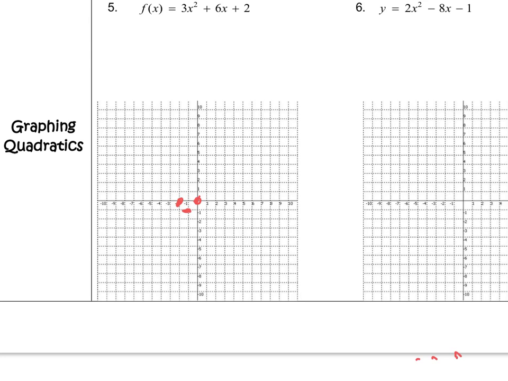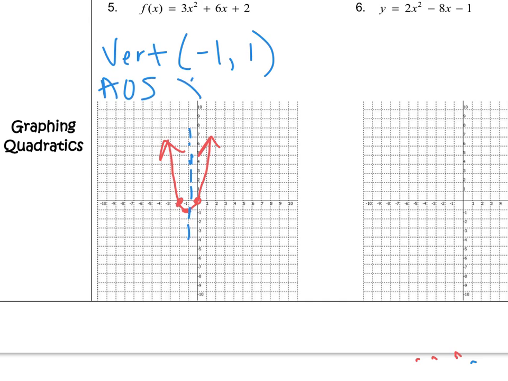So now I can go ahead and sketch my graph. Okay, so now that we've got our vertex, we know that our axis of symmetry is right here at x equals -1. So my vertex is -1, 1. My axis of symmetry is x equals -1. And then it's asking for my domain and my range.